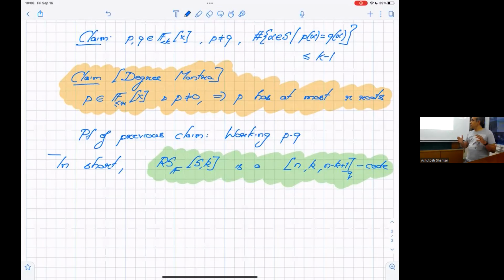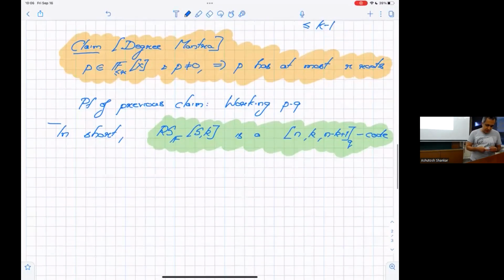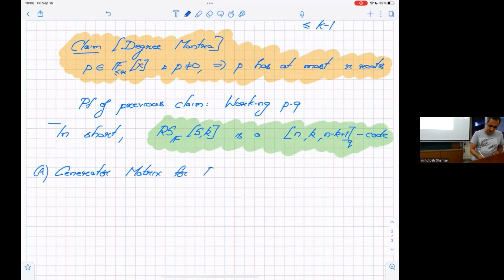So what is it doing? What's a generator matrix? It takes a message as input and outputs the codeword. We already saw it takes the polynomial p and then outputs the evaluation. Let's take the generator matrix point of view.